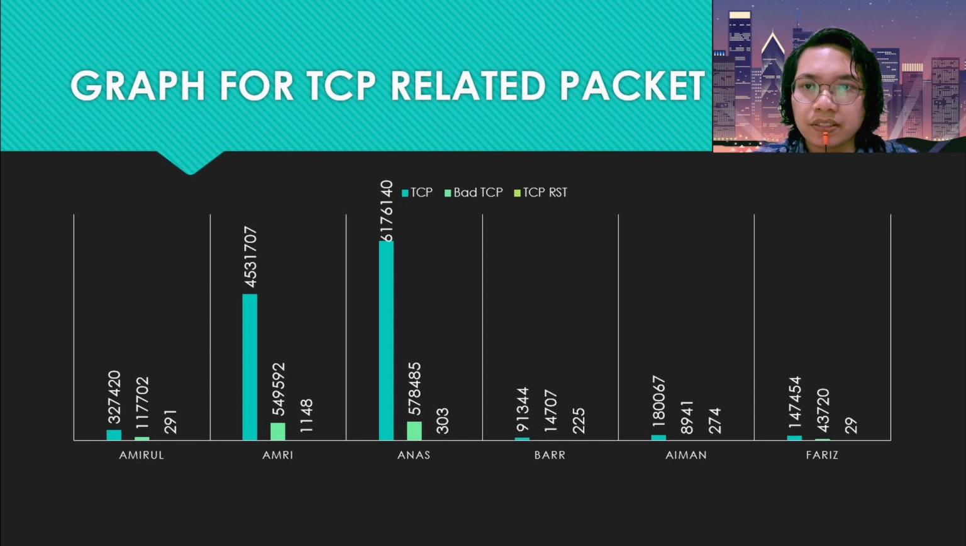Amirul has 3,020. Amirul has 3,2700. Kena one goal apa ni? Oh, okay.